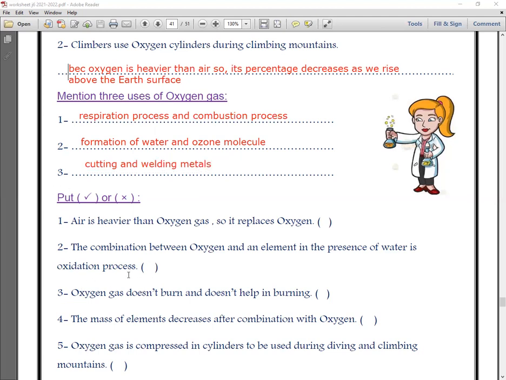Put right or wrong here. Air is heavier than oxygen gas, so it replaces oxygen. No, oxygen is heavier than air. So this sentence is wrong. Number 2, the combination between the oxygen and an element in the presence of water is oxidation process. Yes, this sentence is right.